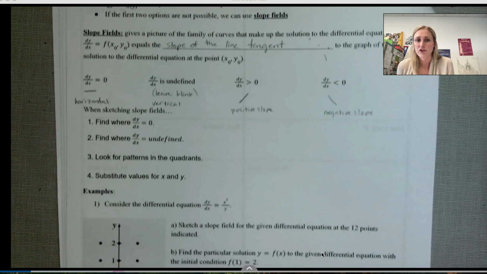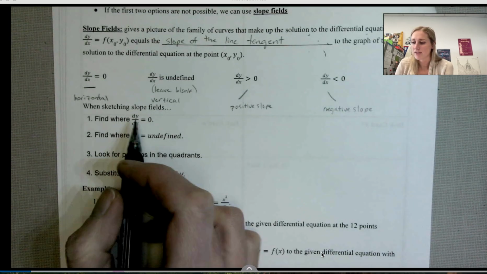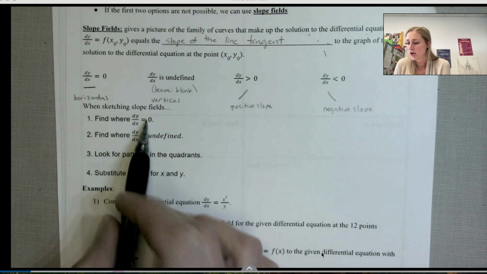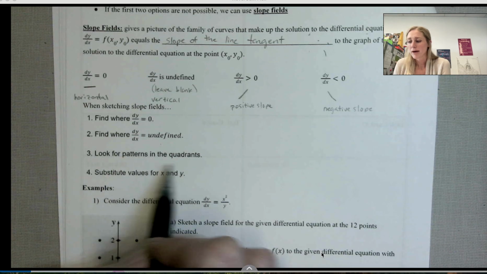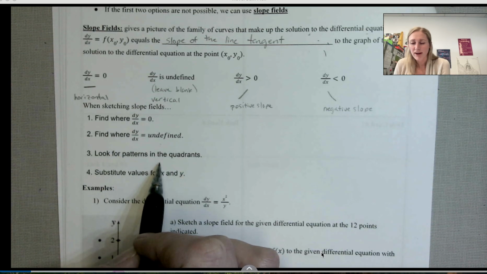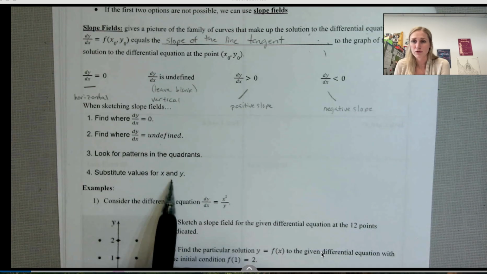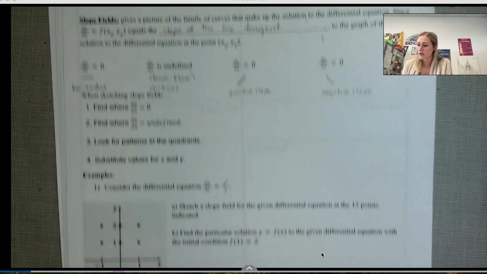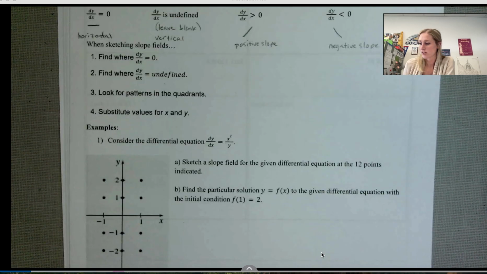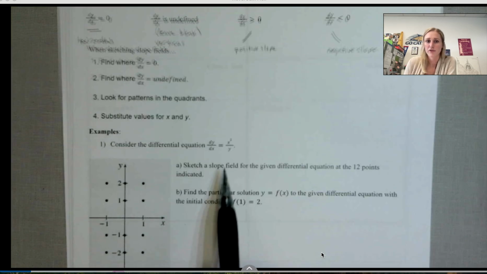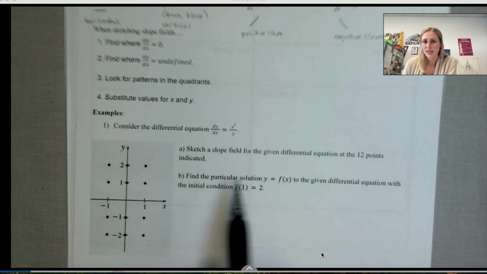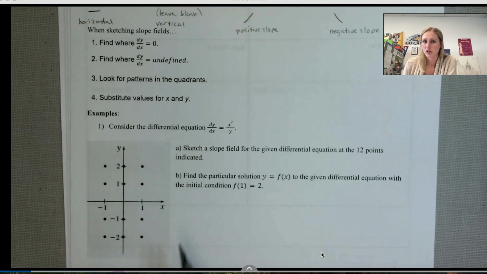So when we are sketching a slope field, we are going to find those big pieces. We're going to find where dy dx is 0, where it's undefined. We might have some patterns in some quadrants we can recognize, and when worse comes to worse, we just are going to substitute in some points for x and y. So, first example, we're going to consider this differential equation. Using the slope field method, we're going to sketch a slope field for this given differential equation at these 12 points that are marked.